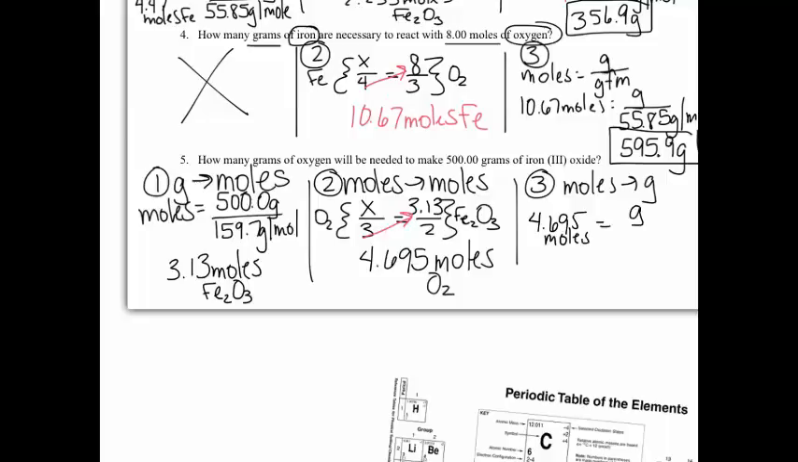I'm looking for grams. And the GFM of O2, oxygen is 16. I have 2 of them, so that would be 32. And I just multiply. And when I do, I get 150.24 grams of oxygen. And that is my answer.